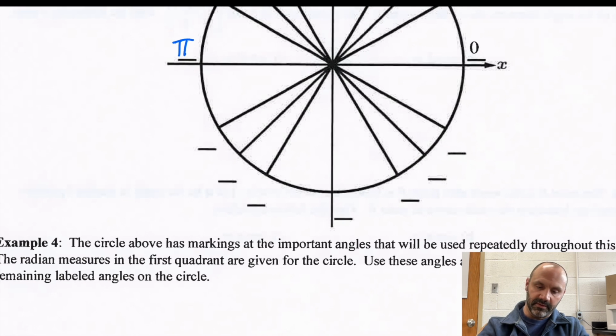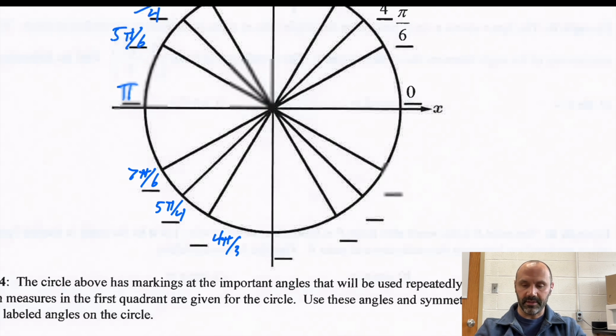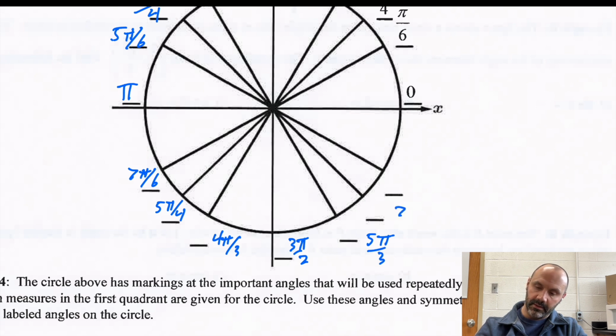And then going all the way around, we have 7 pi over 6, 5 pi over 4. Sorry, 4 pi over 3. Let's do it that way. 4 pi over 3. Again, all the positive angle measures going counterclockwise from the positive x-axis. This is 3 pi over 2. End up with 5 pi over 3, 7 pi over 4, and 11 pi over 6.